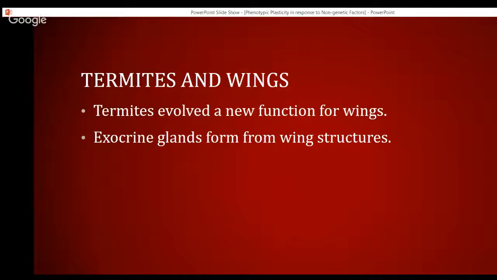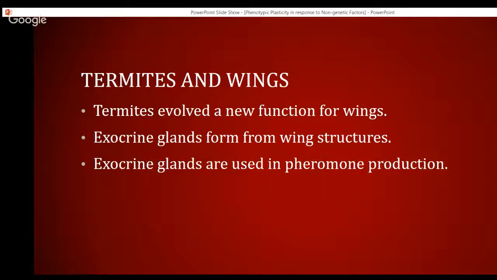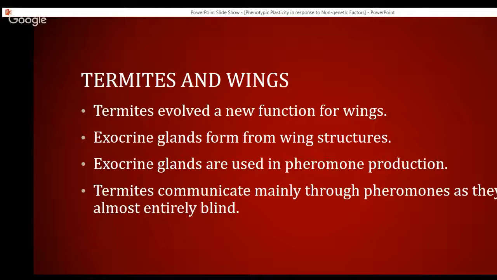So they have exocrine glands that form where the wings would normally form and from the genes that would normally form the wing structures. Exocrine glands are used in pheromone production, and as a result, the termites are able to communicate. Termites are almost entirely blind, except for those individuals who go out to disperse. So this is a really important evolution for them to be able to communicate through pheromones using a structure that was originally intended for flight.